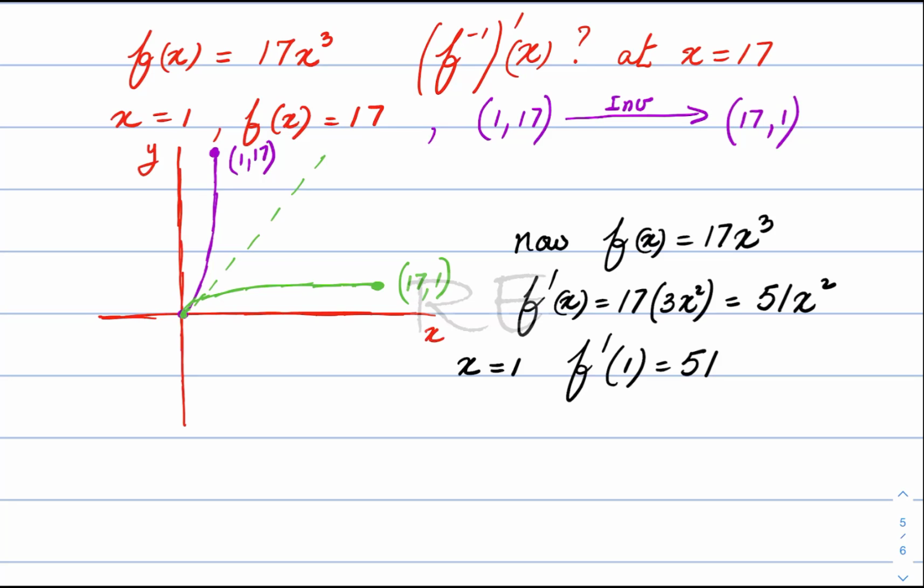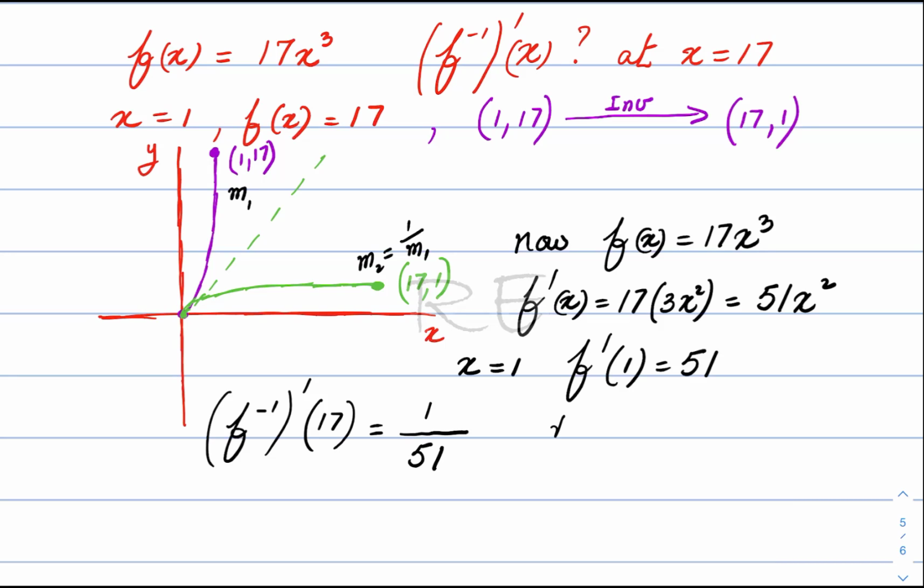Because we swap x for y, the slope of the inverse will be just the inverse of the slope of the original function at that point. Therefore, the slope of the inverse of f of 17, notice that if we have m1 as the original slope, m2 will be 1 over m1, the slope of the inverse. Therefore, it'll be 1 over 51, and we're done.